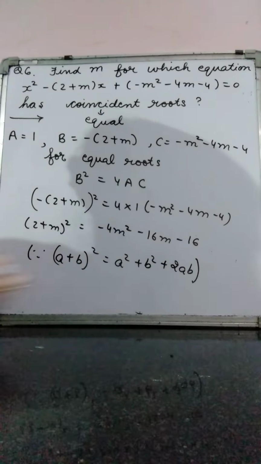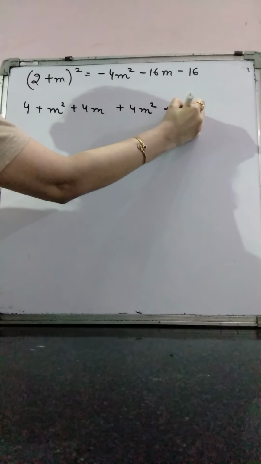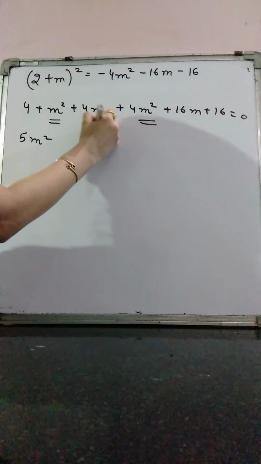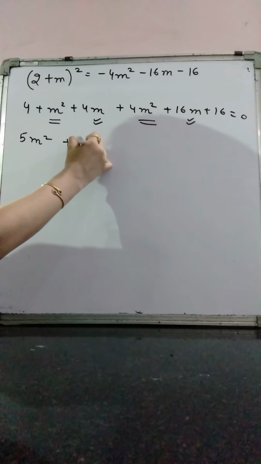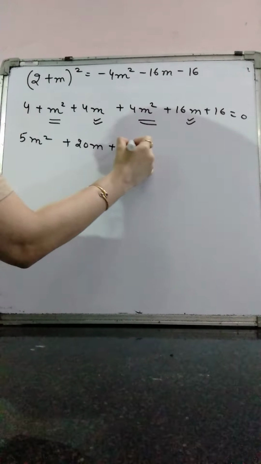Now 2 square is 4, m square plus 4m. Collect all on LHS: 4m square plus 16m plus 16. M square plus 4m square is 5m square. 4m plus 16m is 20m. 4 plus 16 is 20. Take 5 common. M square plus 4m plus 4, 0 by 5 is 0.